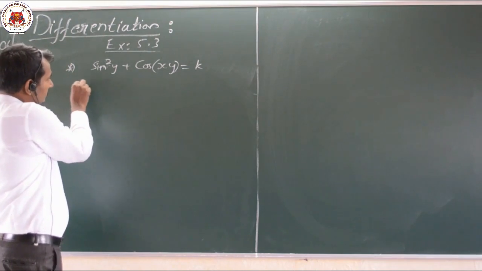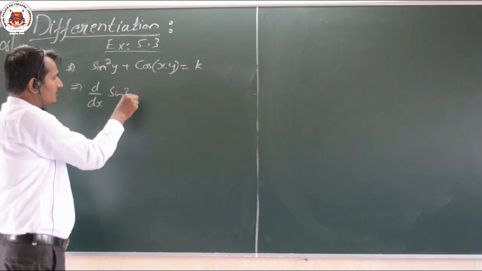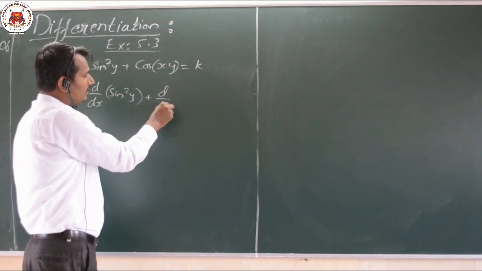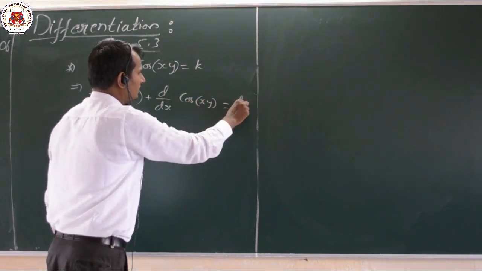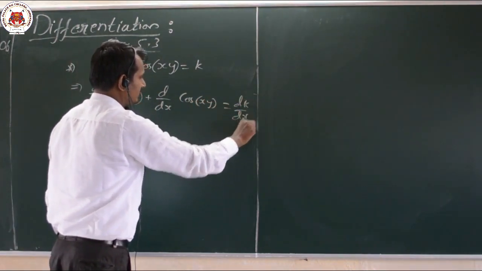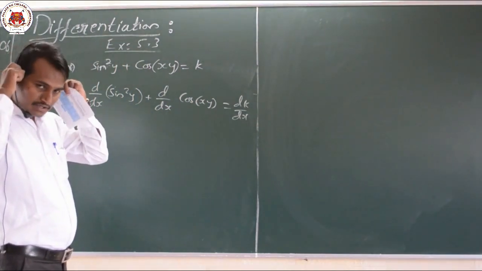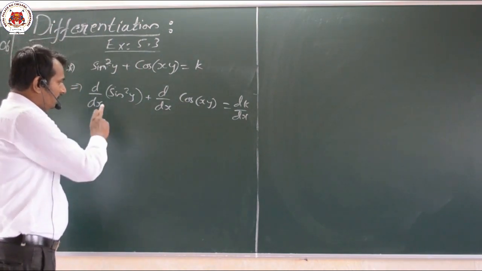That is nothing but here d by dx of sin square y, okay friends, plus d by dx of cos of xy equal to dk by dx. Since it is a constant value, constant differentiation will be 0 here. Constant differentiation will be 0. Next one. Now I will derive this one.